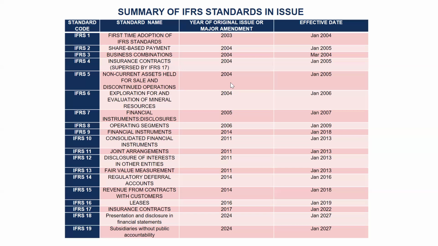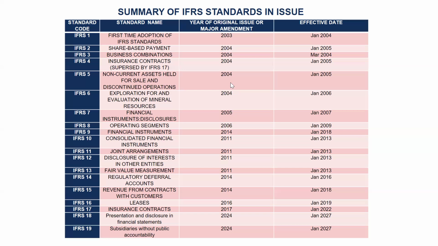IFRS 16 deals with leases and was issued in 2016 with an effective date of January 2019. The standard replaced IAS 17, which dealt with leases, whereby under IAS 17, we used to classify leases as either operating or finance leases. Now, under IFRS 16, every lessee must recognize a right of use asset, which is the right to use an underlying asset, and a lease liability. In the P&L, they have to recognize interest on lease liabilities and the depreciation or amortization of the right of use asset.